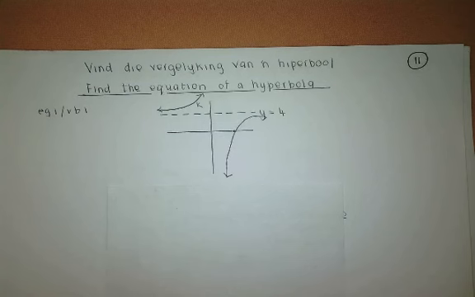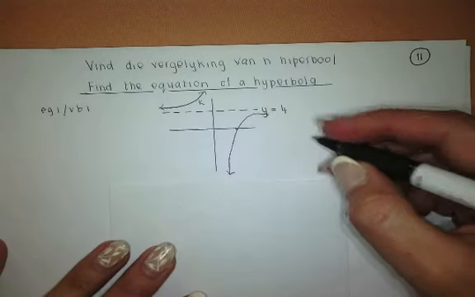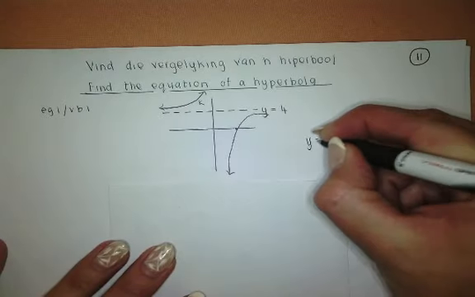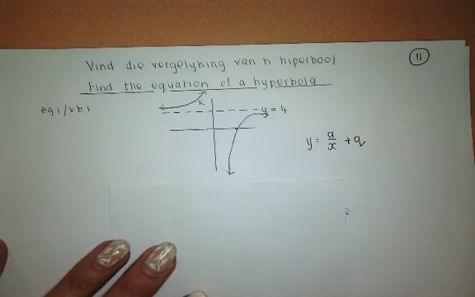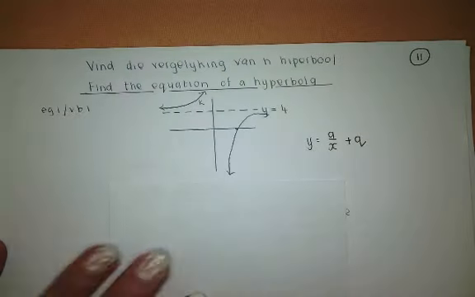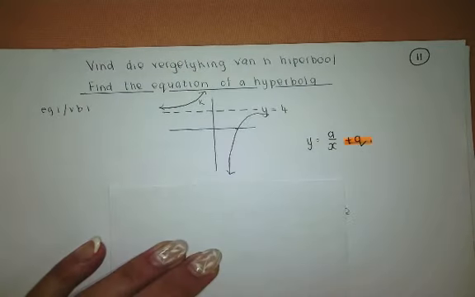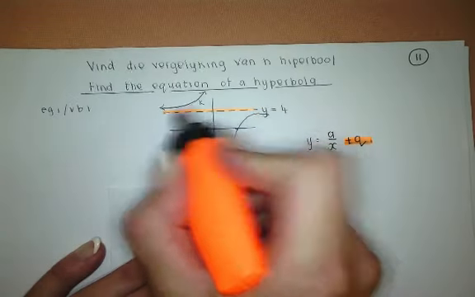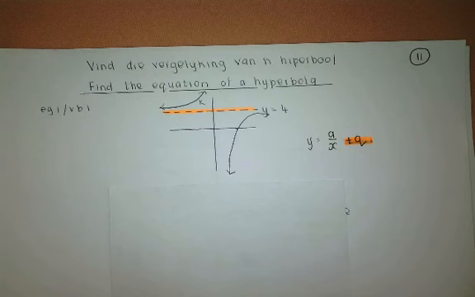You must see this is a hyperbola, so you need to know that the general rule for a hyperbola is y equals a over x plus q. This is what you should do in a test. Write that down. Make a note for yourself that q is the asymptote. So we know that q is going to be plus 4.